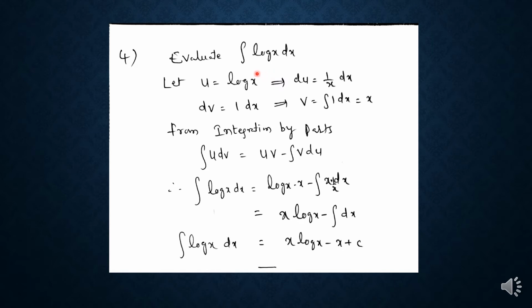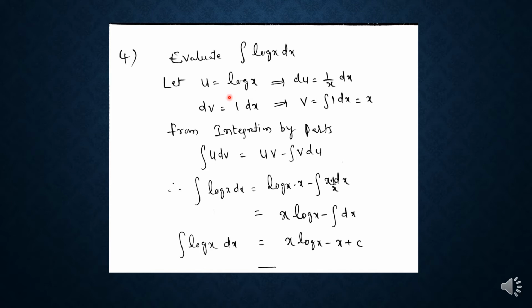Here, we observe that in the integrand we have only one function, log x. But to integrate this function, we use the integration by parts rule, and the second function is taken as dx. The first function is log x and the second function is 1 dx. Log x can be written as log x into 1 dx. So dv is equal to 1 dx. u is equal to log x.